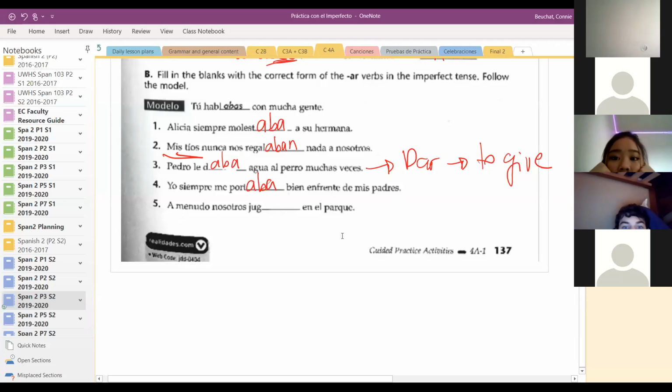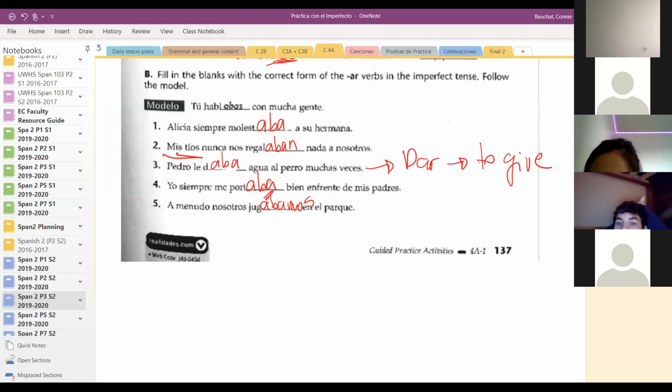So 5 is for Jasmine. I got a vamos. Sí, you are right. A menudo nosotros jugábamos. This is a long one, right? Jugábamos. And because it's the nosotros form, it has an accent. How are we doing? I think I'm doing pretty good.